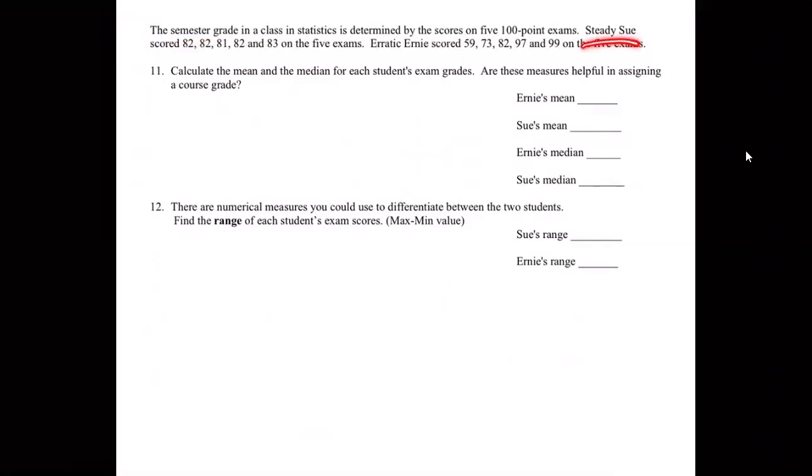Steady Sue, I wonder if that's her real name. I'm just joking. Scored 82, 82, 81, 82, 83 on the 5 exams. Erratic Ernie scored really low, 59, 73 kind of average, then 82, 97, 98. Boy, he picked it up on the 5 exams. So calculate the mean and the median for each student's exam grades. Are these measures helpful in assigning a course grade?